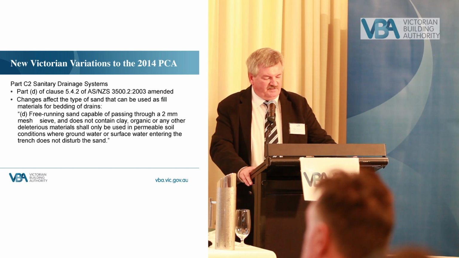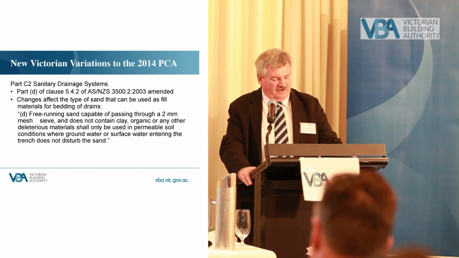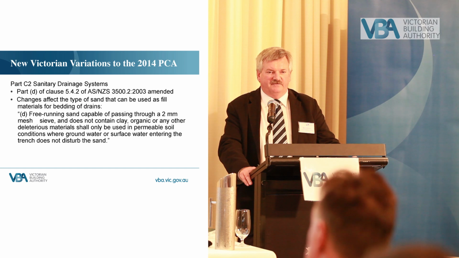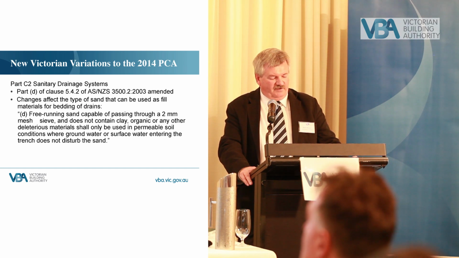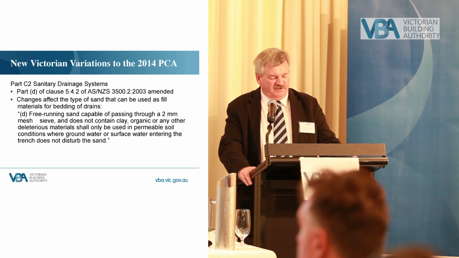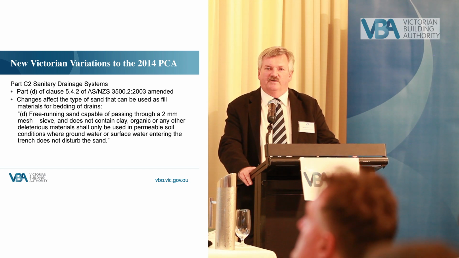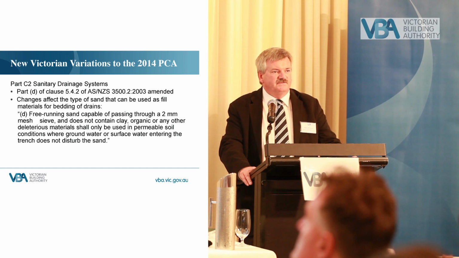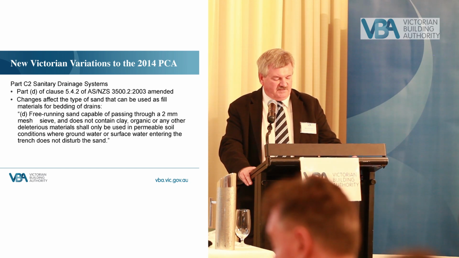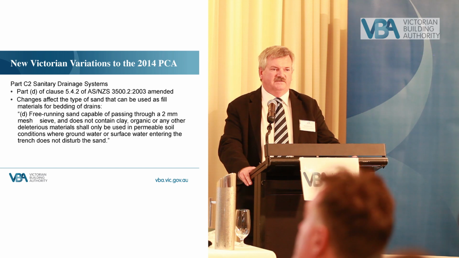Victoria has inserted into the PCA a requirement regarding the type of all fill materials that can be used for bedding of drains. The Victorian variation is that sand may only be used as bedding material where it is free running and capable of passing through a 2mm sieve, free of deleterious materials and impermeable soils free of ground or surface water. This variation confirms a long-standing current industry practice in use in Victoria.